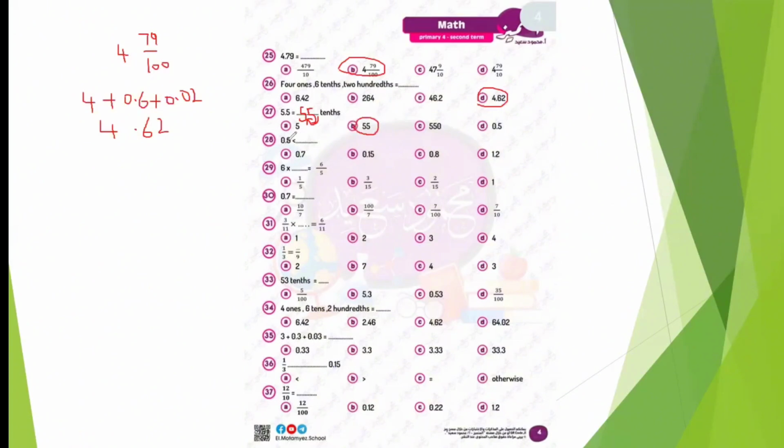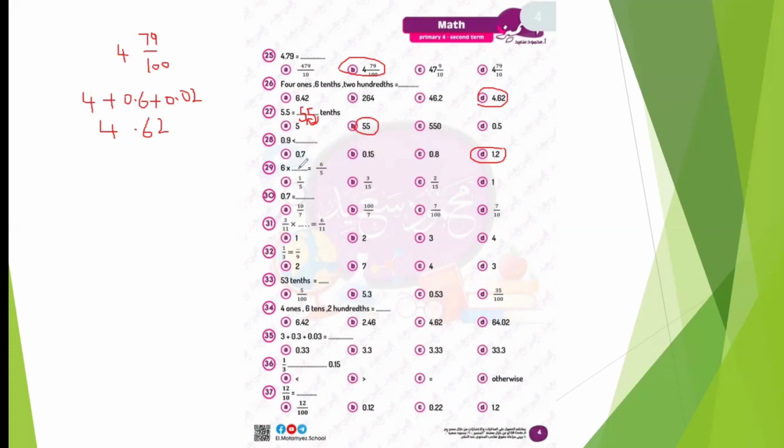28. 0.9 is smaller than. So I want to get a number bigger than 0.9. All of these numbers have 0 in the whole number. So D is the biggest one because it has 1 in the whole number.